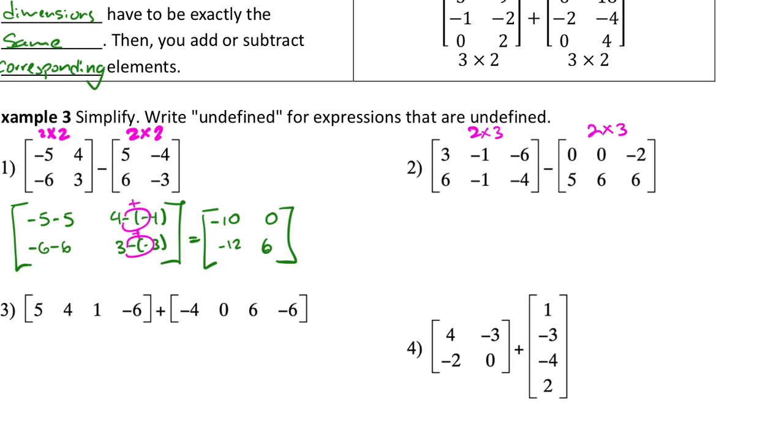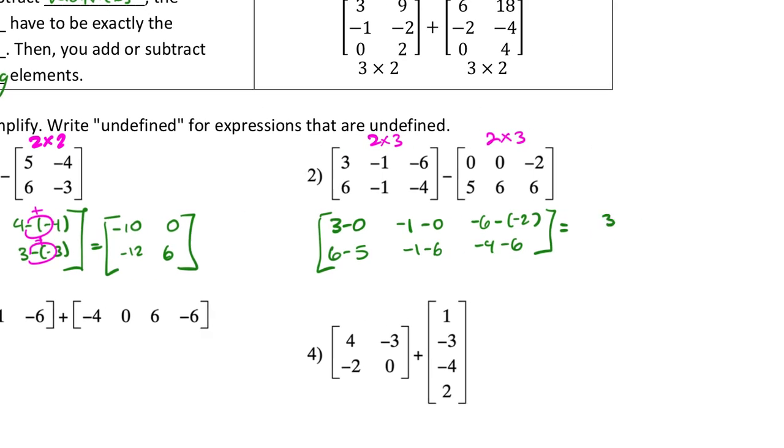So again, here we're just going to subtract: 3 minus 0, negative 1 minus 0, negative 6 minus 2, minus negative 2, so negative 6 minus 2, then 6 minus 5, negative 1 minus 6, and negative 4 minus 6. So that means that this equals 3, negative 1, negative 4, 1, negative 7, and negative 10.